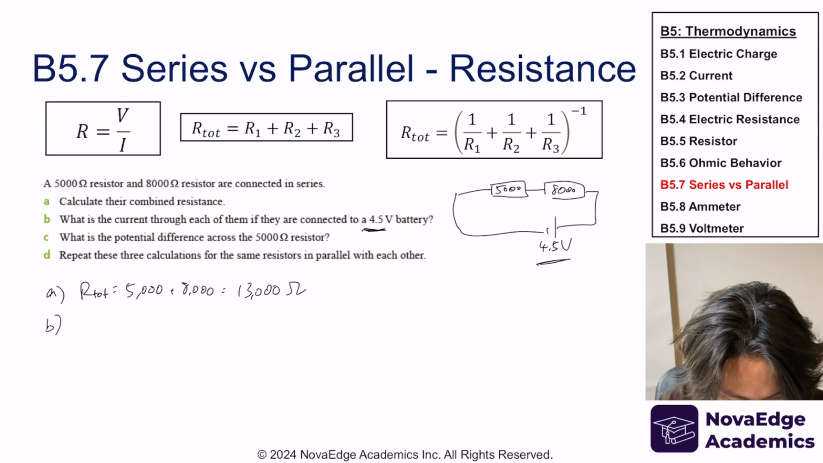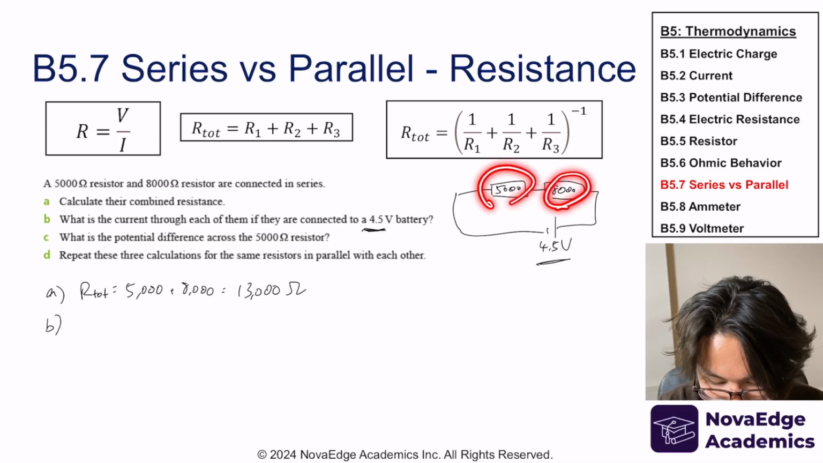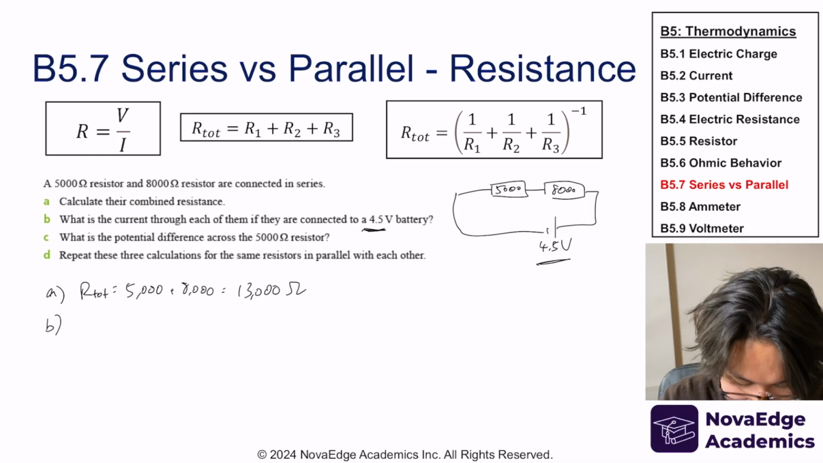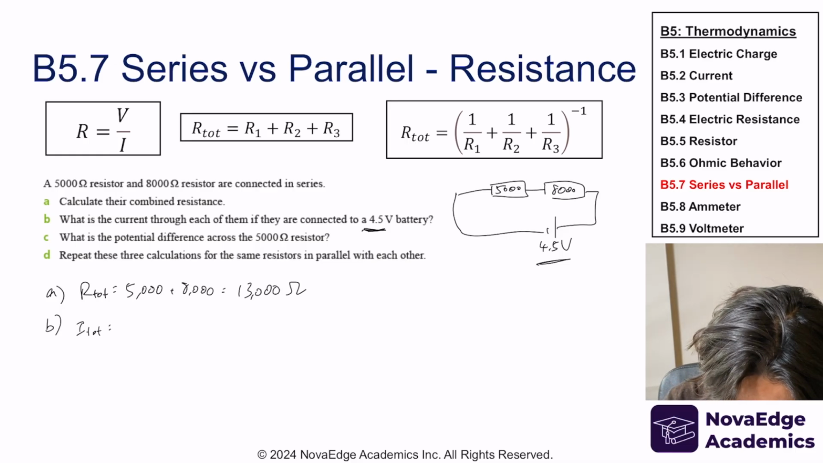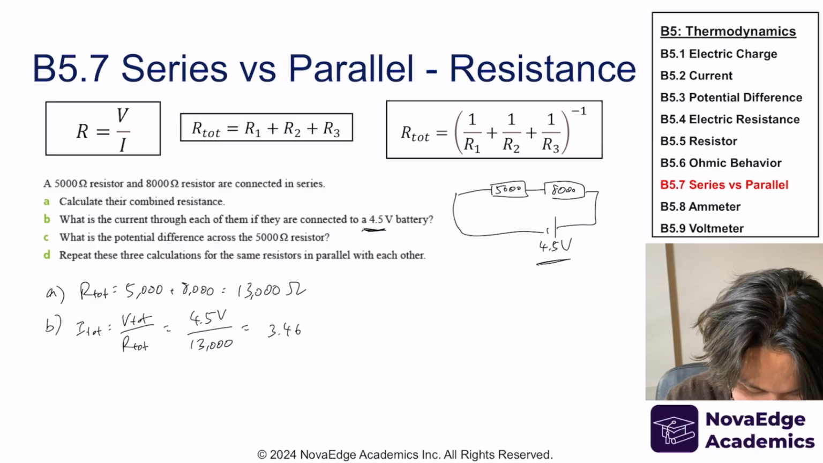All right. Part B, what is the current through each of them if they are connected to a 4.5 volts battery? So notice how I don't know the current between each of them. Well, I know R total, so I can find I total. So I total is equal to V total over R total. Okay, and that comes out to 3.46 times 10 to the power of negative 4 amps.